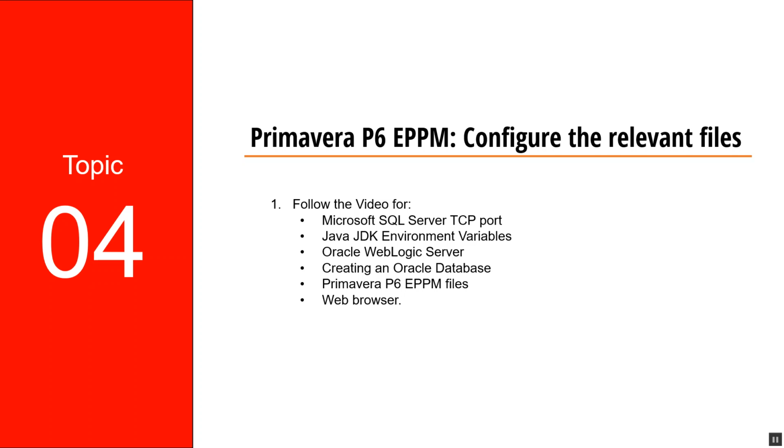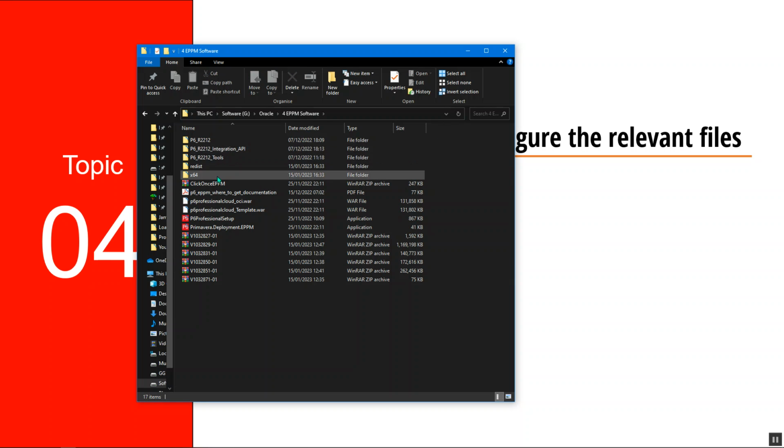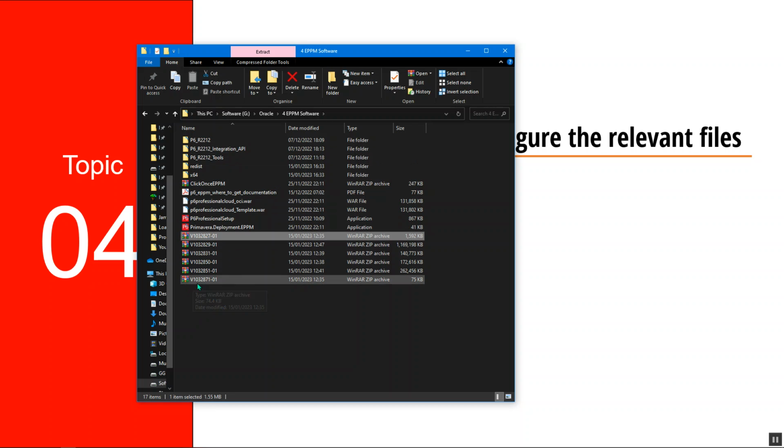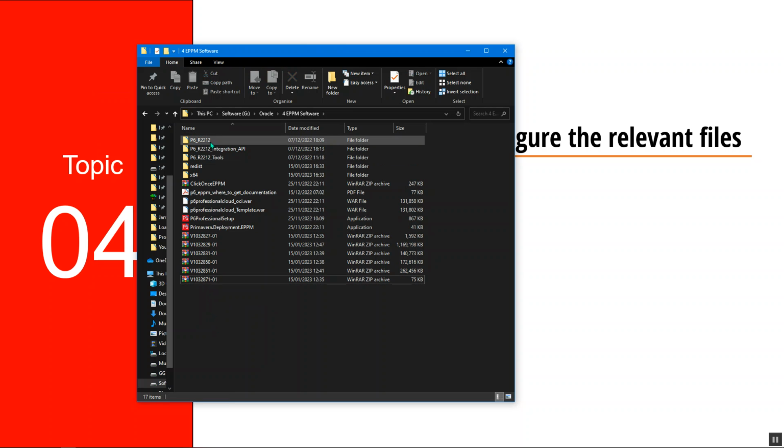Hello and welcome back to Eagle-Hive, and in this video we'll be focusing on how to install the Primavera P6 EPPM files. Having said this, I'll just open the folder where I have my Primavera software, where first of all we download these folders in a zip folder, and then you extract them here.